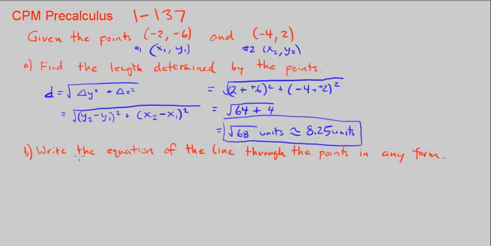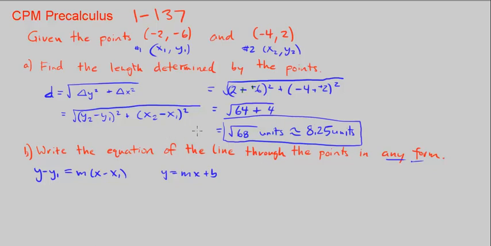So Part B, we're asked to write the equation of the line through the points in any form. So in any form, well, we need either our point slope form, which is y minus y1 equals m times x minus x1, or we know y equals mx plus b, which is our slope intercept form. So we can write it in either one of these.